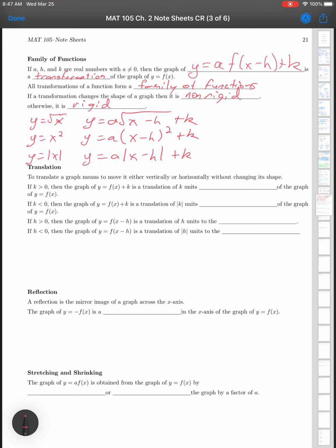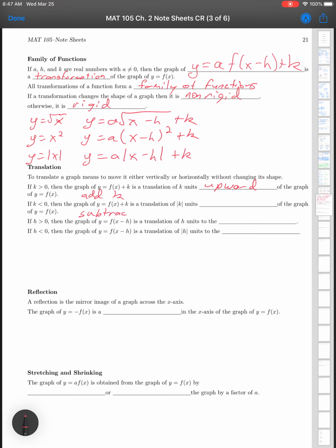So the first set of our transformations is the idea of translation. To translate a graph just means to move it either vertically or horizontally without changing the shape. So we're just moving this around the graph. As we saw on the last page, if we have a positive k, if we add k, we saw on the previous pages that this means that we move the graph k units upward.